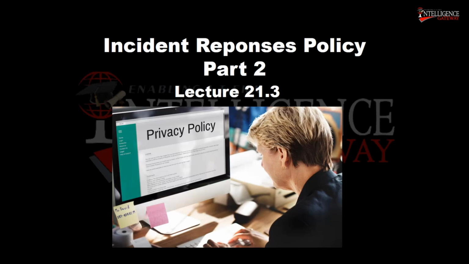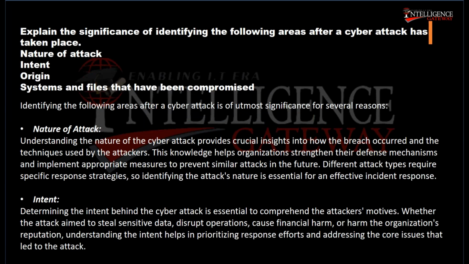Incident Response Policy Part 2, Lecture 21.3. Explain the significance of identifying the following areas after a cyber attack has taken place: nature of attack, intent, origin, systems and files that have been compromised. Identifying these areas after a cyber attack is of utmost significance for several reasons.